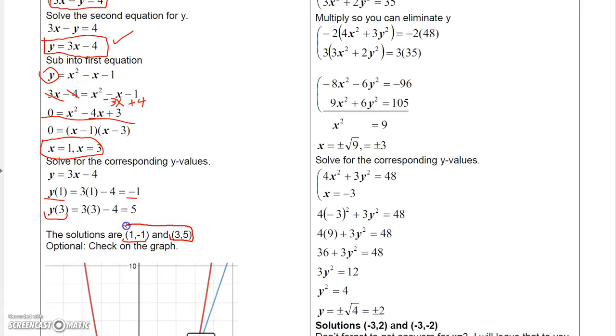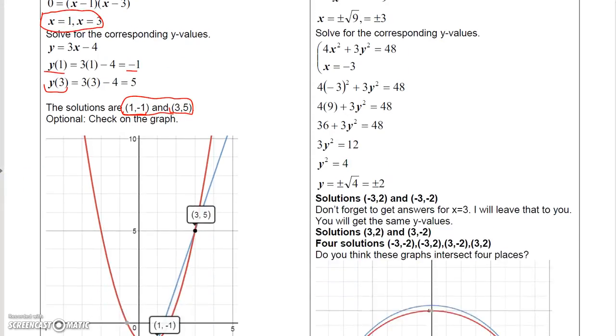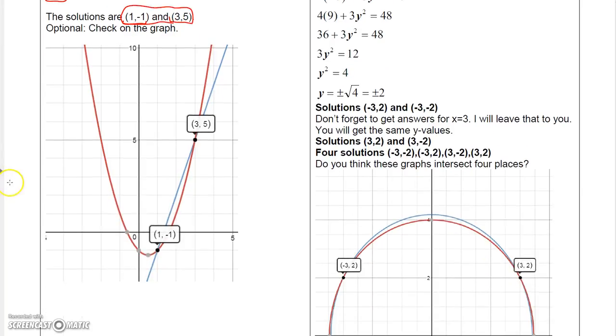Now it's not necessary to graph these to find the solutions, but I went ahead and did the graph for you here, and you can see that one of the functions was a quadratic function, so it's a parabola, and the other one is a line. And notice that the solutions are simply where those two graphs intersect, and they intersect at the points that I gave you, the point 1, negative 1, and the point 3, 5.